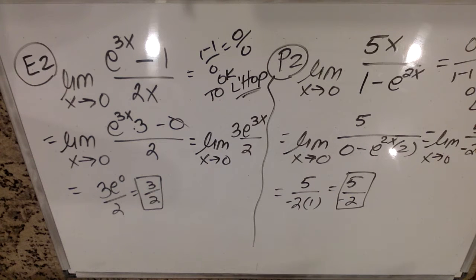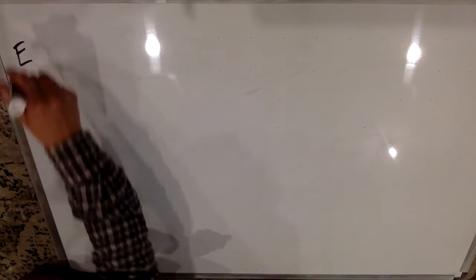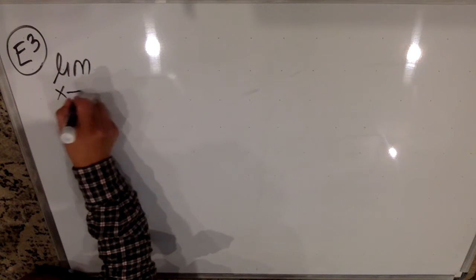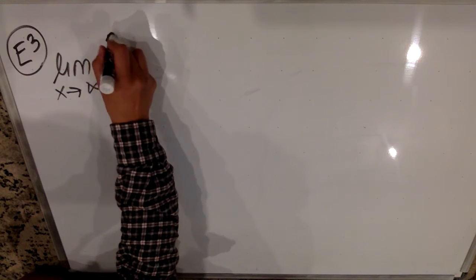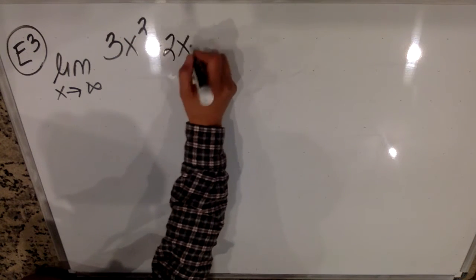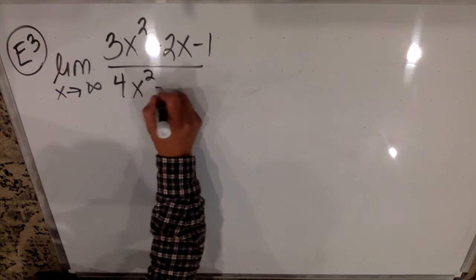Let's do one that has an infinity over an infinity. So we're going to do an infinity over an infinity. Let's do one where we need to do it a couple times. So let's do an E3 that has the limit as x approaches infinity of 3x squared plus 2x minus 1 over a 4x squared minus 6.